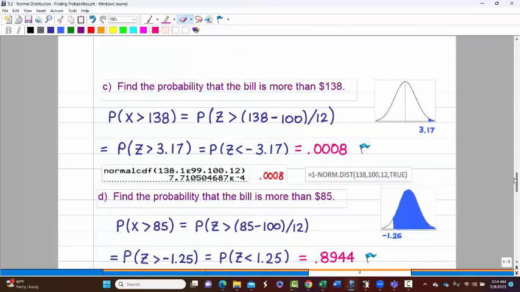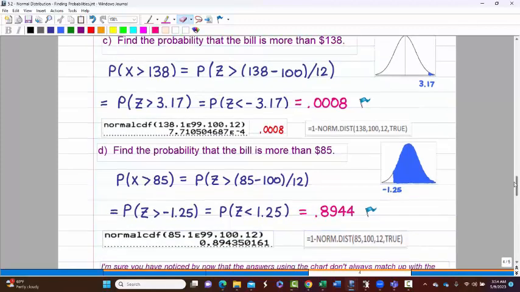More than 138? Now on the calculator, more than means you start with your number and go to the 1E99, 100, and then 12. Now this is just scientific notation. This E to the negative 4 basically means times 10 to the negative 4. It means you move the decimal back 4 places, and it's going to leave 3 zeros in front of it. So the number is actually 0.00077, but the 77 would then round to 8.